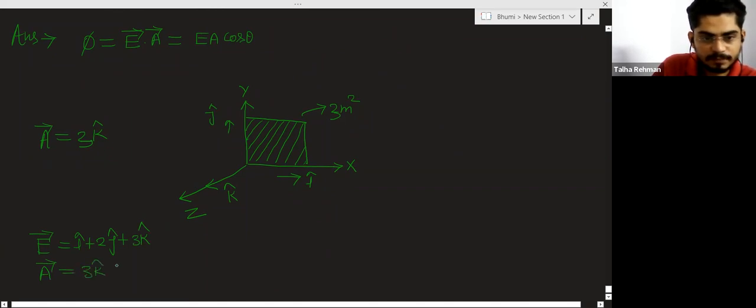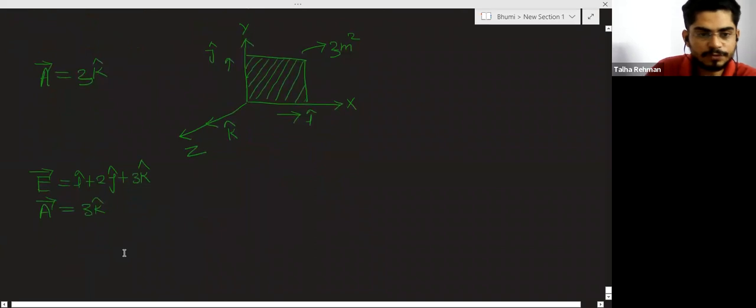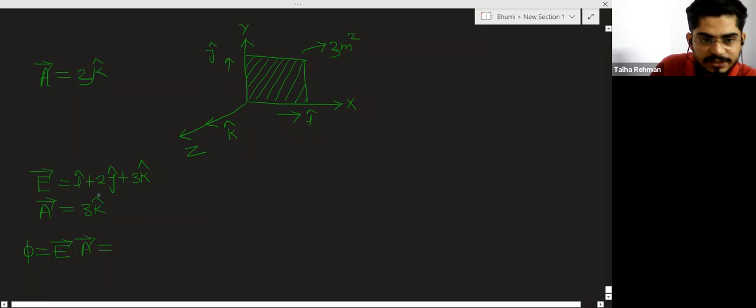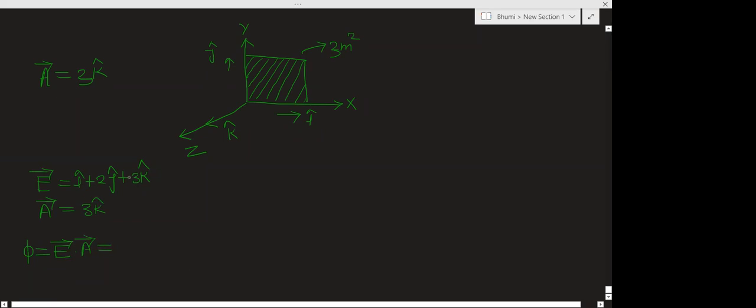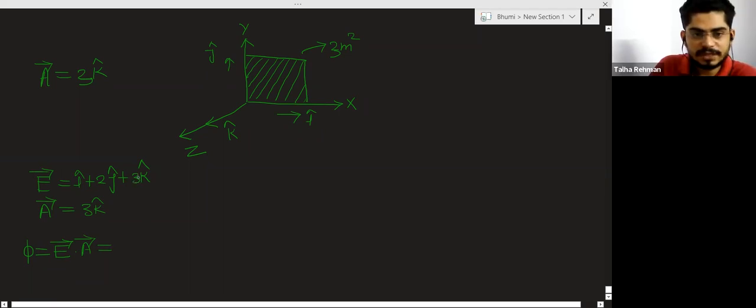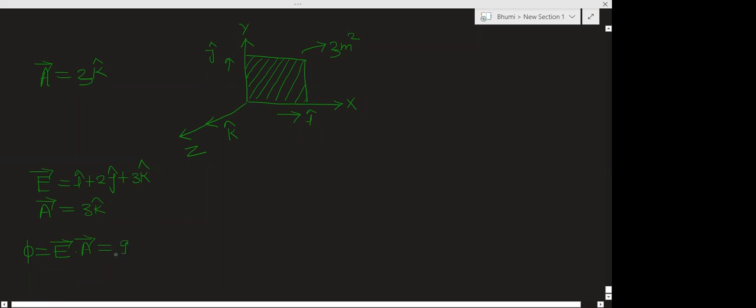Now if you want to find the flux phi, you will apply this formula, E vector dot A vector. For the dot product, you will just multiply K with K, because the other values will become 0 when you do this. 3 times 3, and 9 is the answer, in volt meter.